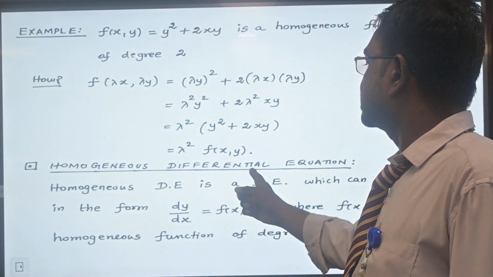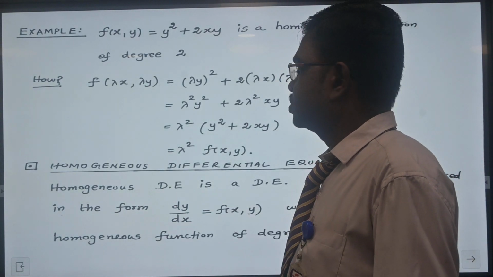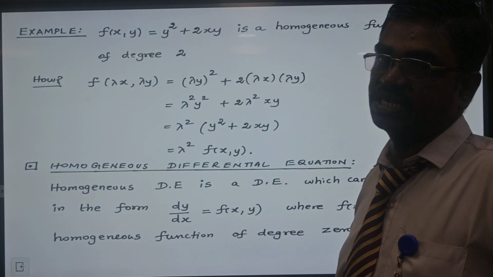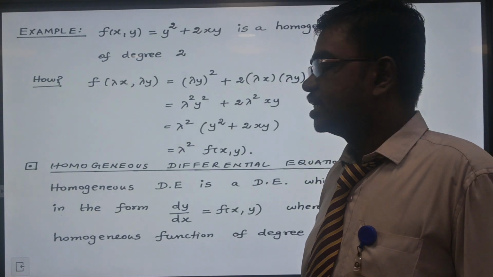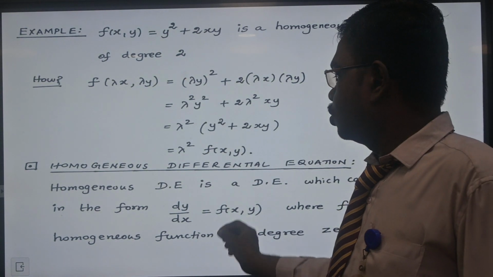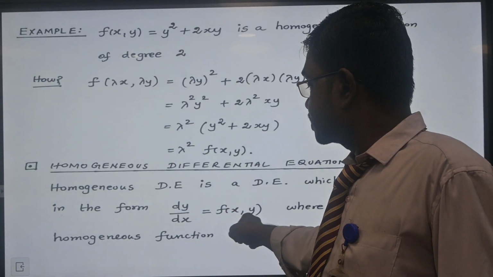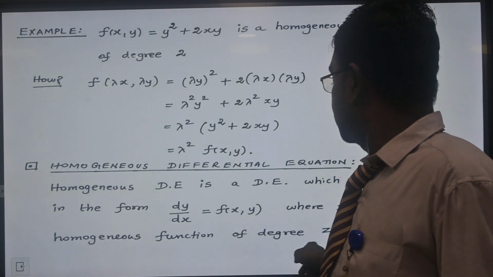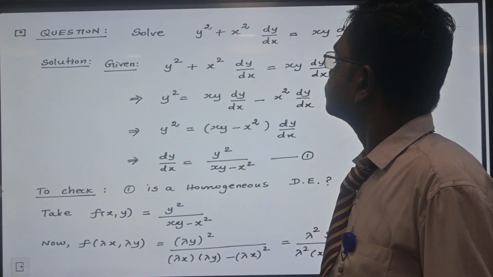Now we will discuss homogeneous differential equations. So what is a homogeneous differential equation? A differential equation means a differential coefficient must occur. We will now discuss first order and first degree, in the form dy by dx equal to f of x comma y. How do we say that this is a homogeneous differential equation? If that function f of x comma y is a homogeneous function of degree 0, that is called a homogeneous differential equation.